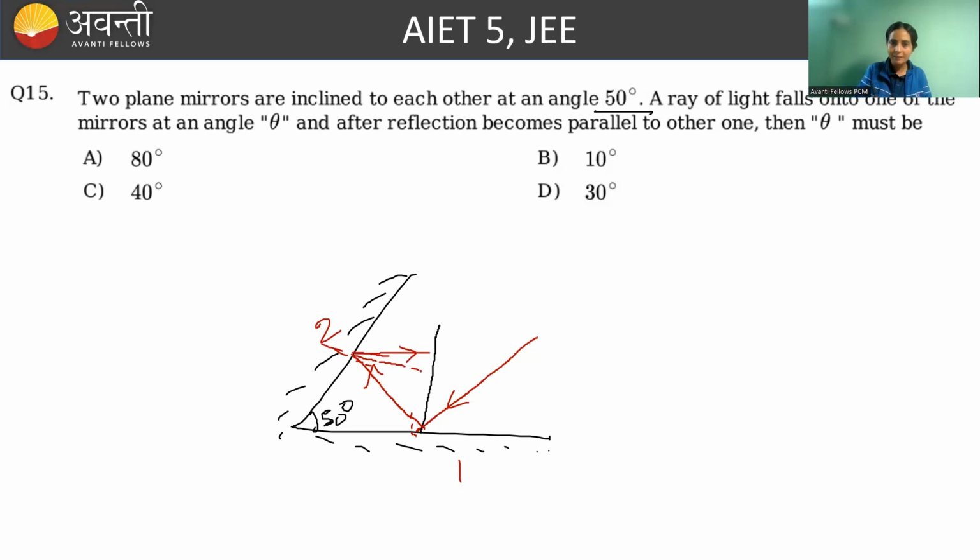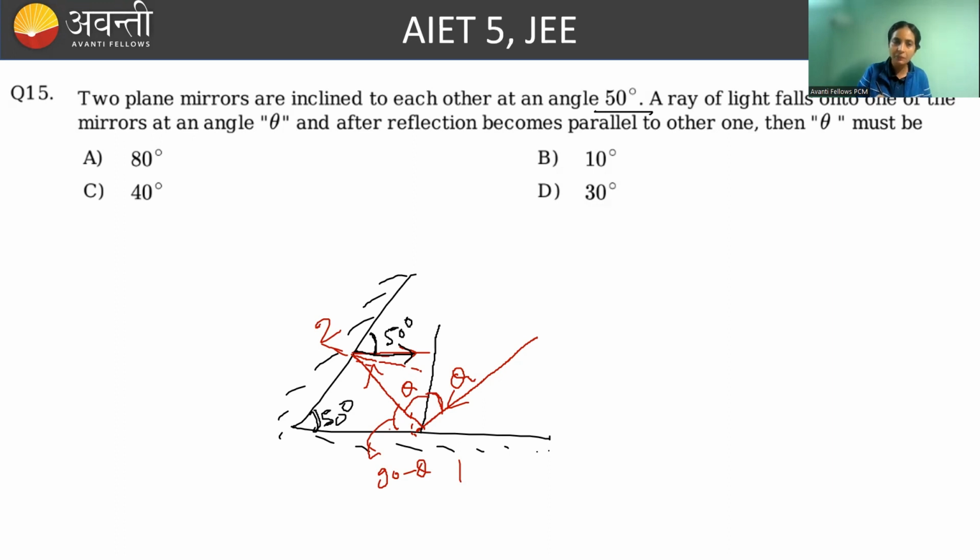So it is incident at an angle theta. आप इसको theta ले लो यहाँ पे, ठीक है? This is theta. So this will also become what? Theta. And this whole is 90 degree. This angle will become equal to 90 minus theta. And if you see here carefully, अगर आप ध्यान से देखो, this final reflected light is parallel to first mirror. And according to correspondence angle, this angle will be equal to this angle. So this is also 50 degree.